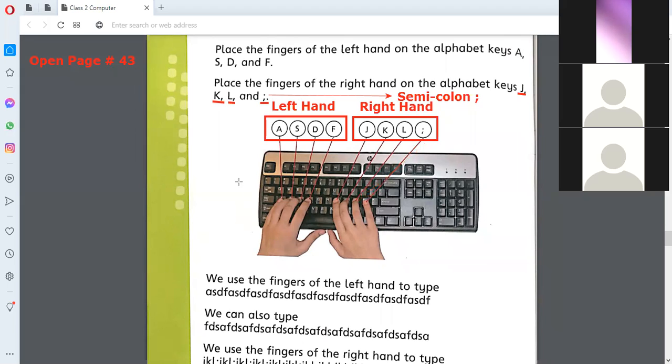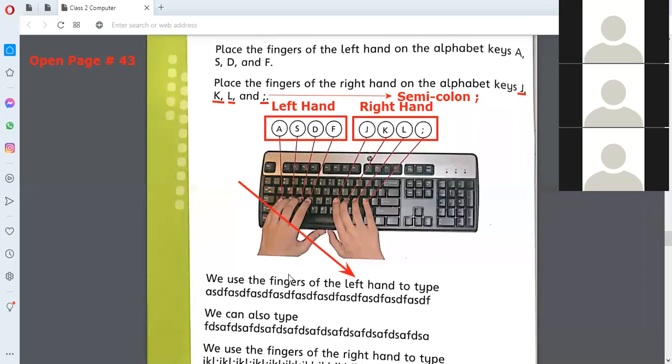Now we use the fingers of the left hand to type. Now here comes the typing. Now we are going to press the keys and we will see what keys we are pressing. If you see, it's A, S, D, F. We have fingers on A, S, D, F on the left hand. So we are right now talking about the left hand.